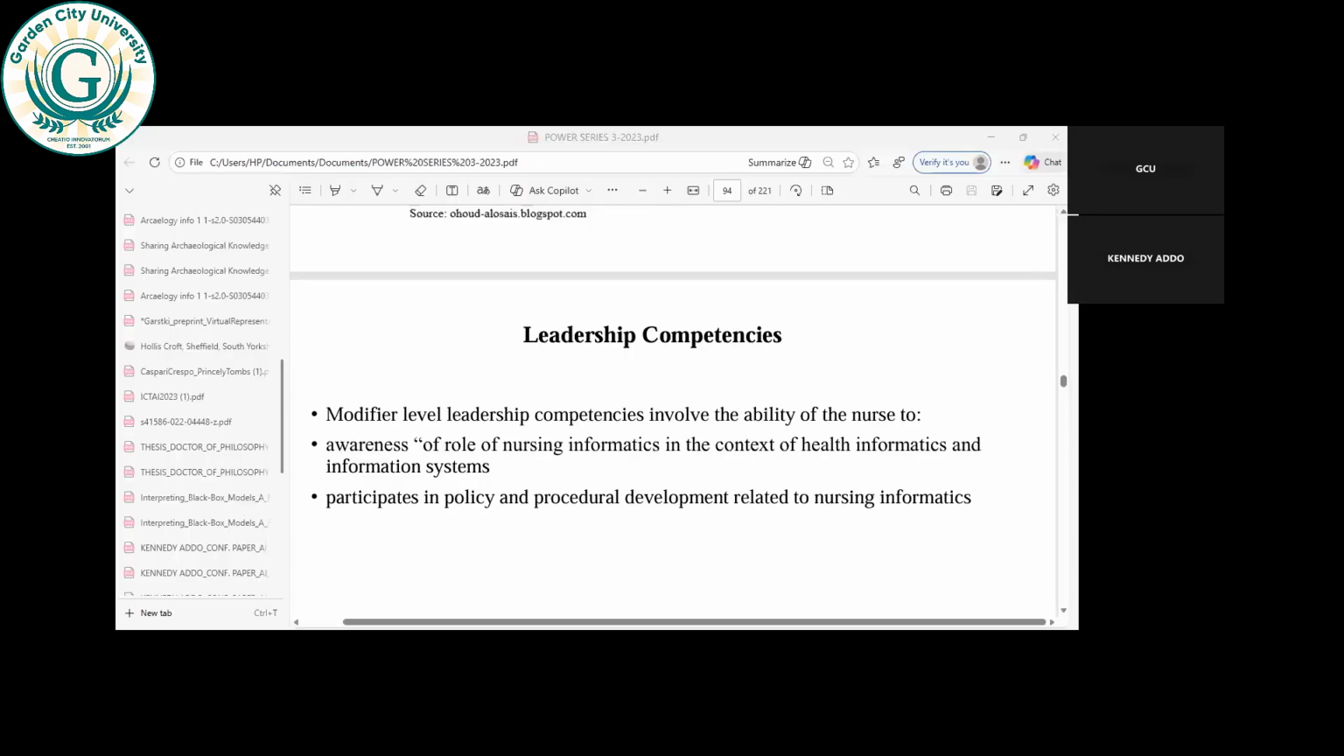Okay, so I was talking about leadership competencies with respect to a modifier or intermediate. I was talking about participating in policy and procedural development related to informatics. And I said that before you decide to even use the software, you ask your management whether it comes with some policy backing.